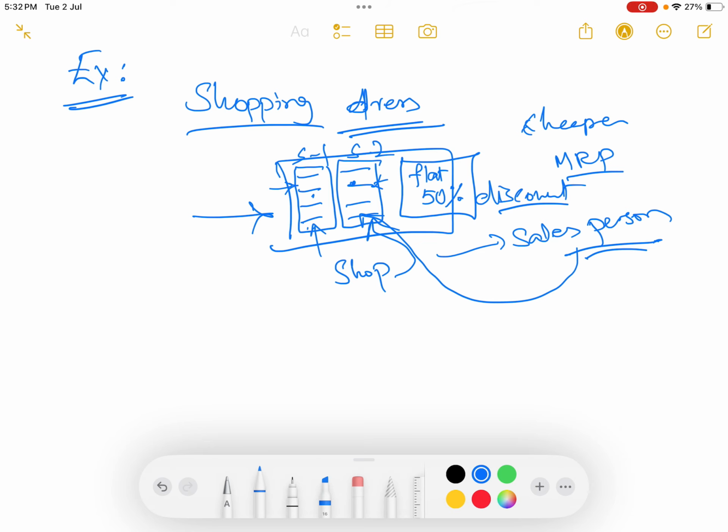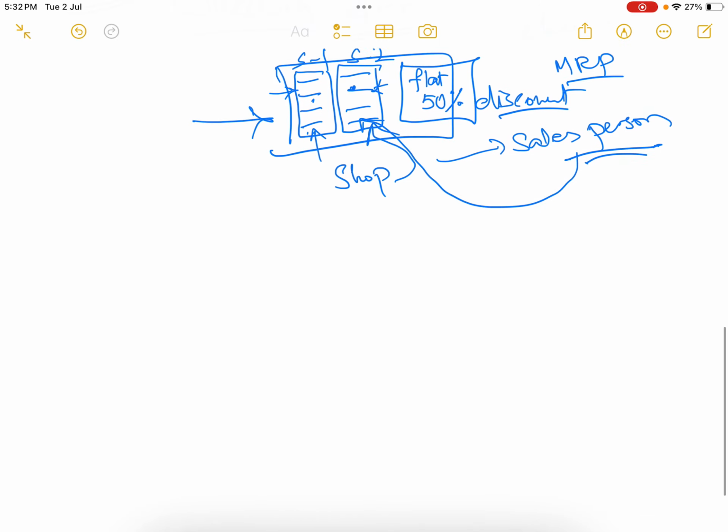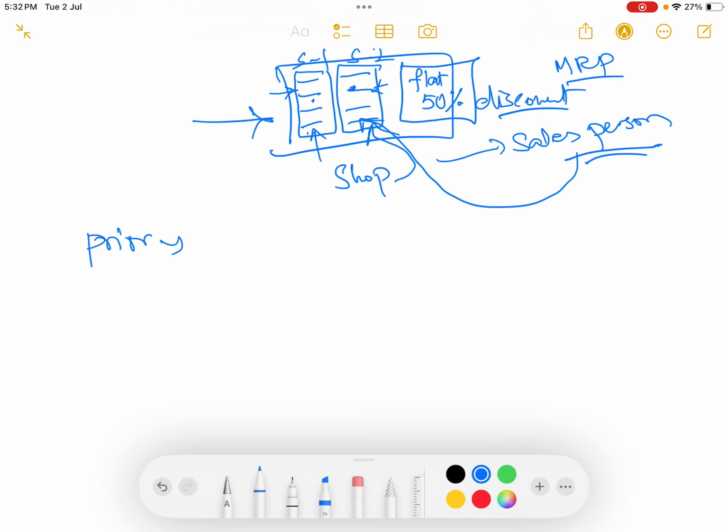Why we are discussing this scenario is to understand the difference between likelihood, prior probability and posterior probability. What is prior probability? As soon as you came to the shop, outside you saw that flex, right? Flat 50% discount. So it means you got some information from the shop that there are certain dresses with 50% discount. Irrespective of which dresses those are, you have that information. That information is called prior probability, prior information.